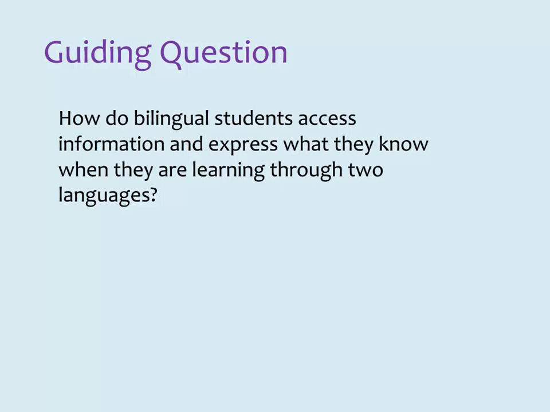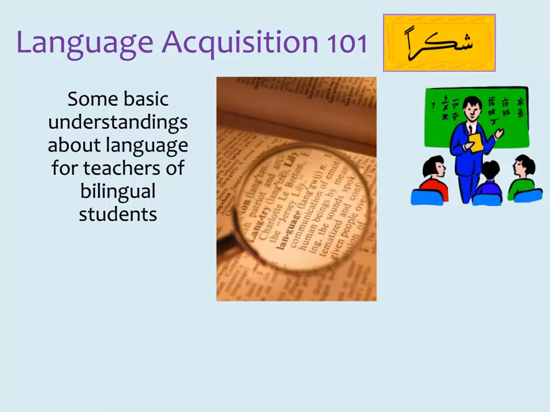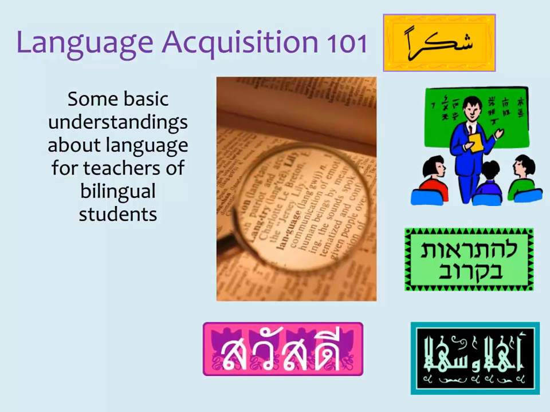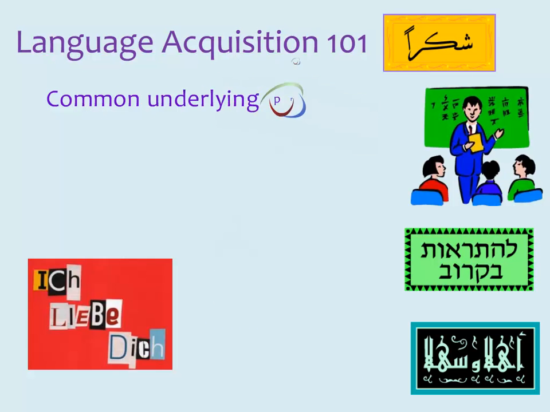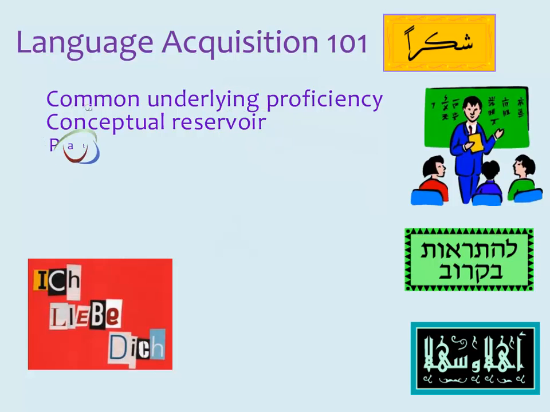The guiding question for this week: how do bilingual students access information and express what they know when they are learning through two languages? Teachers of bilingual students, students who function in more than one language during their day, can benefit from some basic understandings about language acquisition. The key concepts for this week are common underlying proficiency, conceptual reservoir, and pathways in and out.